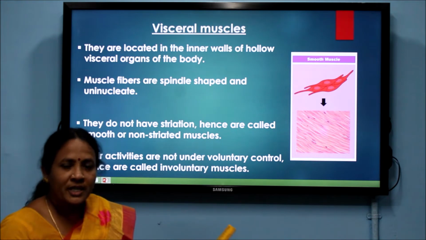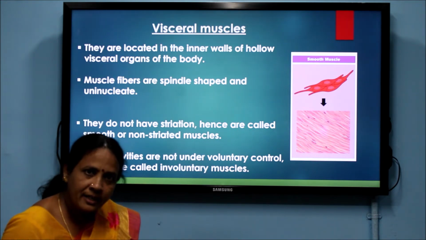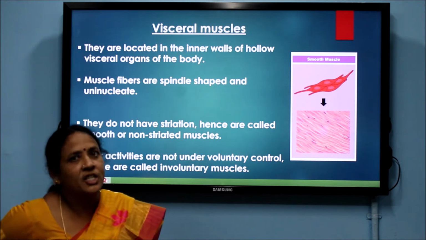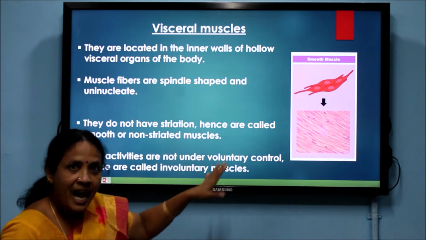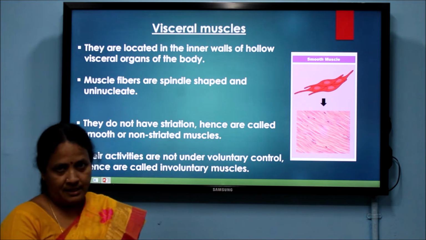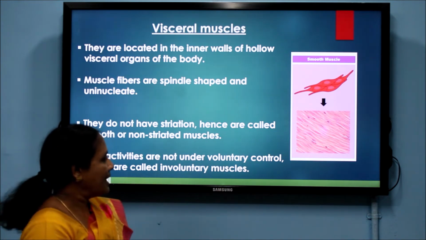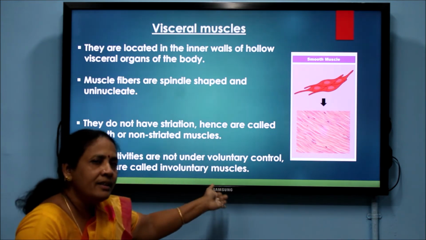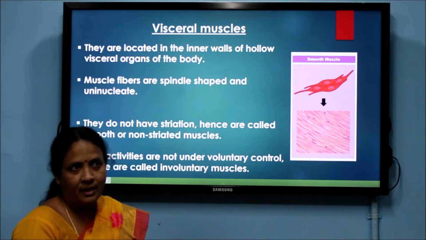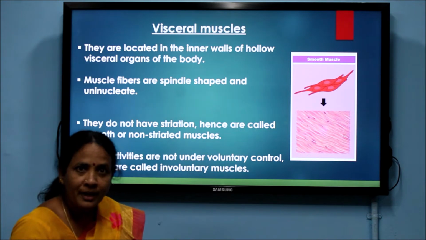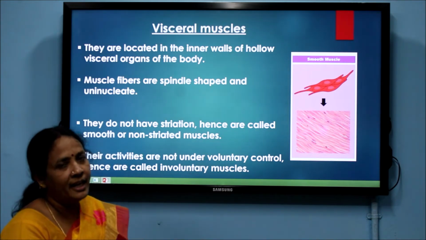And there are no striations, no light and dark bands, so they are said to be smooth muscles, otherwise non-striated muscle. They are involuntary in their function. They are not under the control of the brain, so they are involuntary in their function.